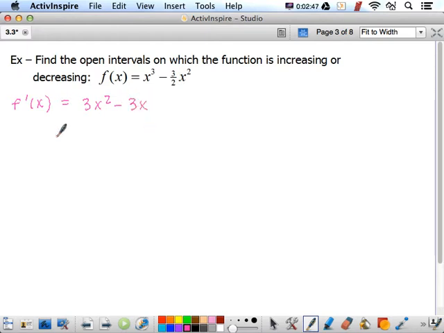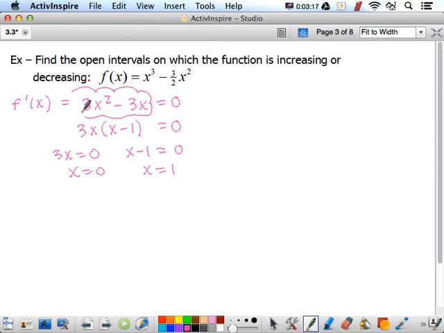So the nice thing is it doesn't have any denominators. It only has numerators, so we'll just set it equal to 0. We can factor out a 3 and an x, and an x minus 1. And we get the critical numbers of 0 and positive 1. So what we're going to do with those critical numbers is we're going to make a first derivative sign line.